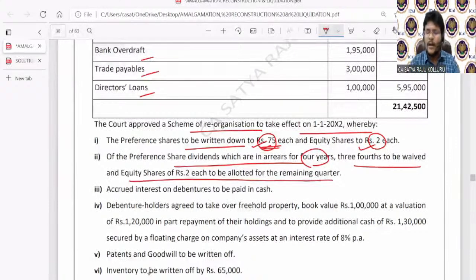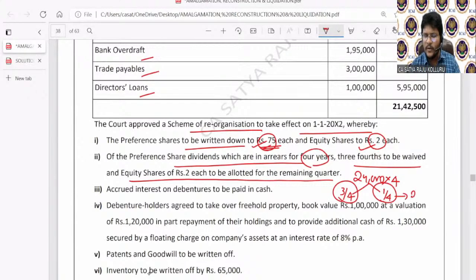Sir, we have seen the total dividend on preference shares is 24,000 into 4 years. But out of which 3/4 is waived, meaning for 3/4 no need to pass any journal entry, because the unrecorded liability is foregone by the other party. What about the remaining 1/4, guys, which is 24,000, for which we passed the journal entry. We issued equity shares of 2 rupees each for the remaining quarter, that is, reconstruction account debited to equity share capital account 24,000. Accrued interest on debentures to be paid in cash, a simple journal entry I passed.